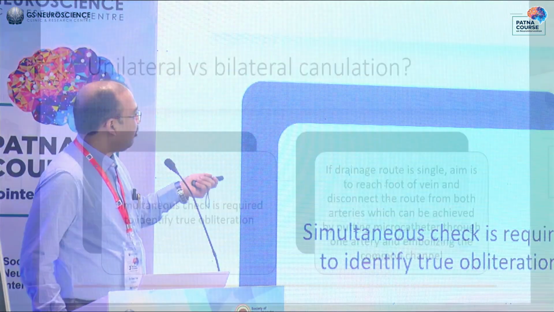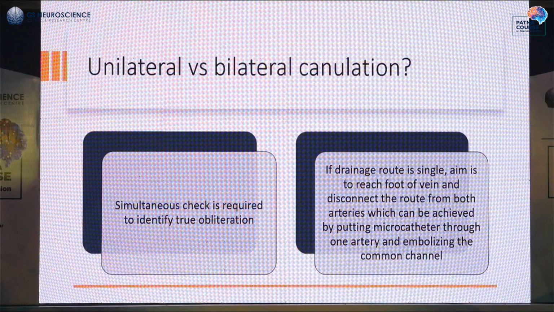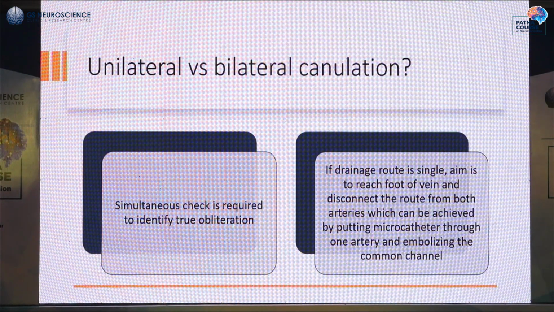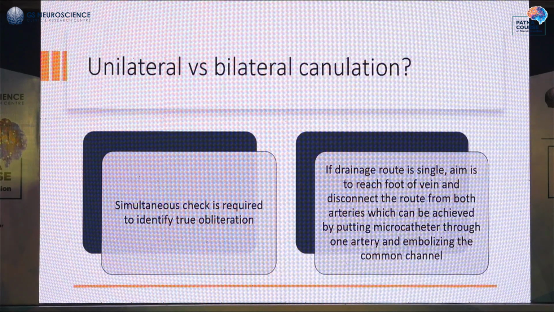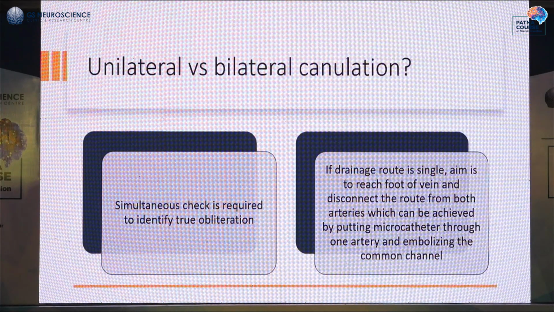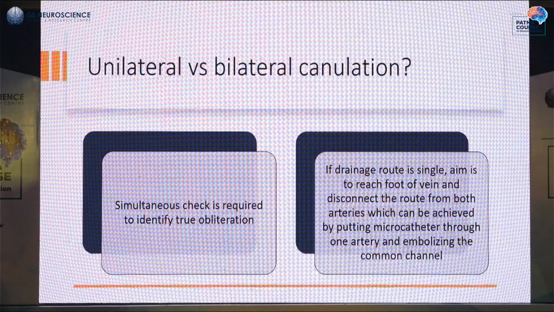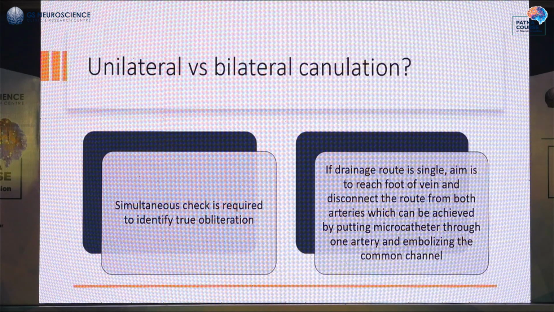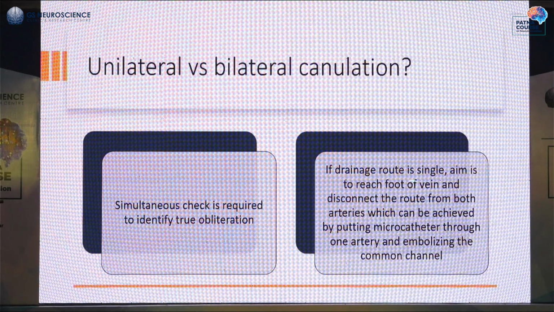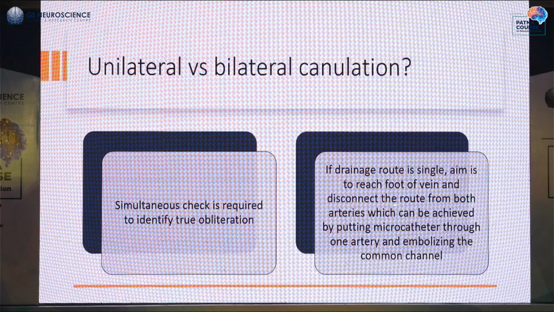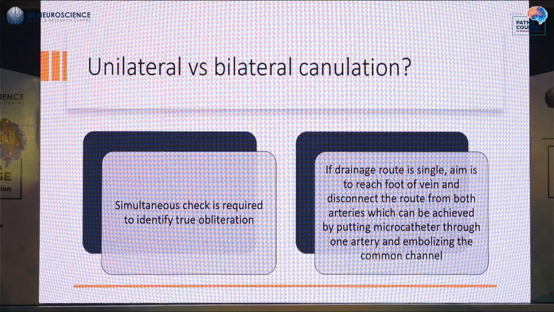Now, unilateral versus bilateral cannulation: since this has both sides recruited, a simultaneous check is required to identify true obliteration. Once you are obliterating from one side, you can always check through the other side whether you are leaving something behind. So having bilateral cannulation is always helpful. If the drainage route is single, the aim is to reach the foot of the vein and disconnect the route from both arteries, which can be achieved by putting a microcatheter through one artery and embolizing the common channel. So that is the ultimate goal.